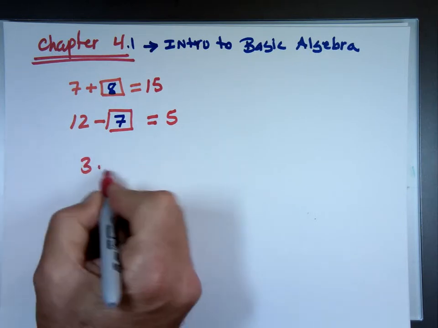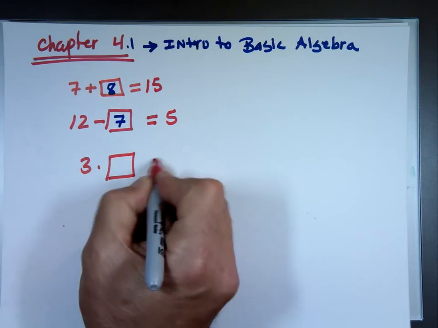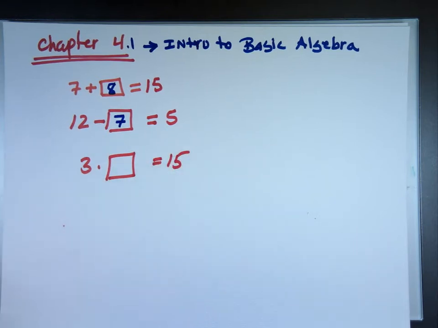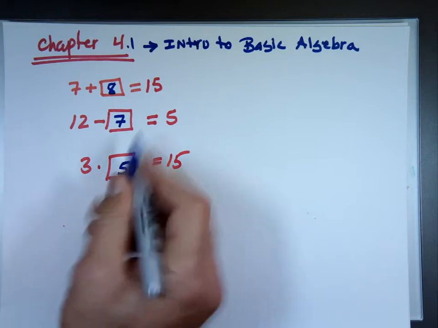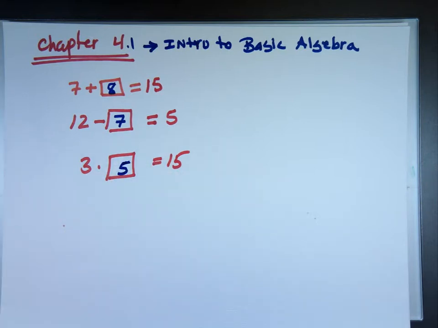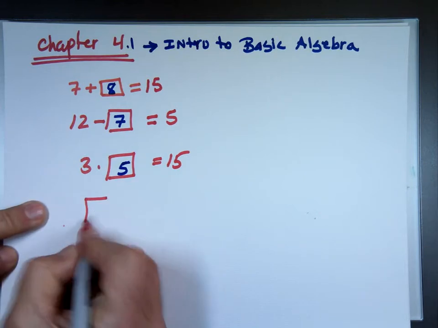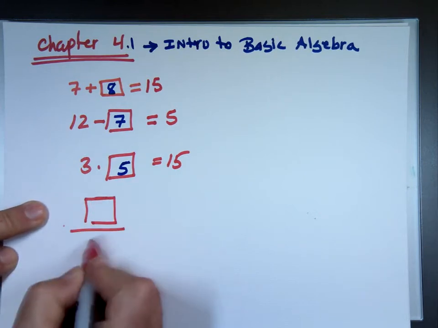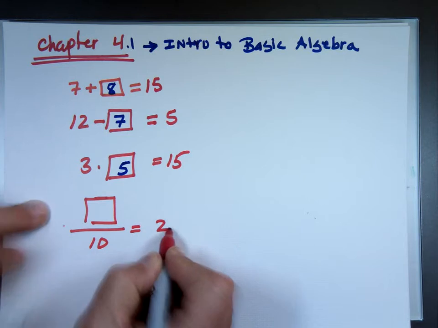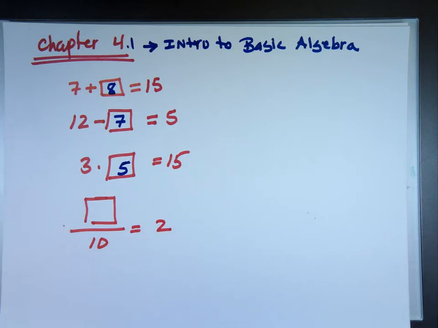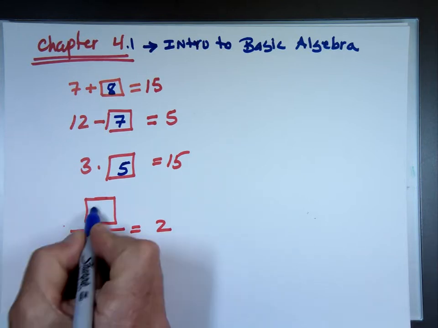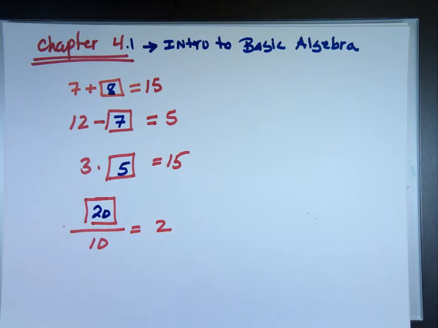3 times what is 15? 5. So notice the box could have any value there. What number, if you divide it by 10, the answer is 2? 20, right? 20 divided by 10, the answer is 2.